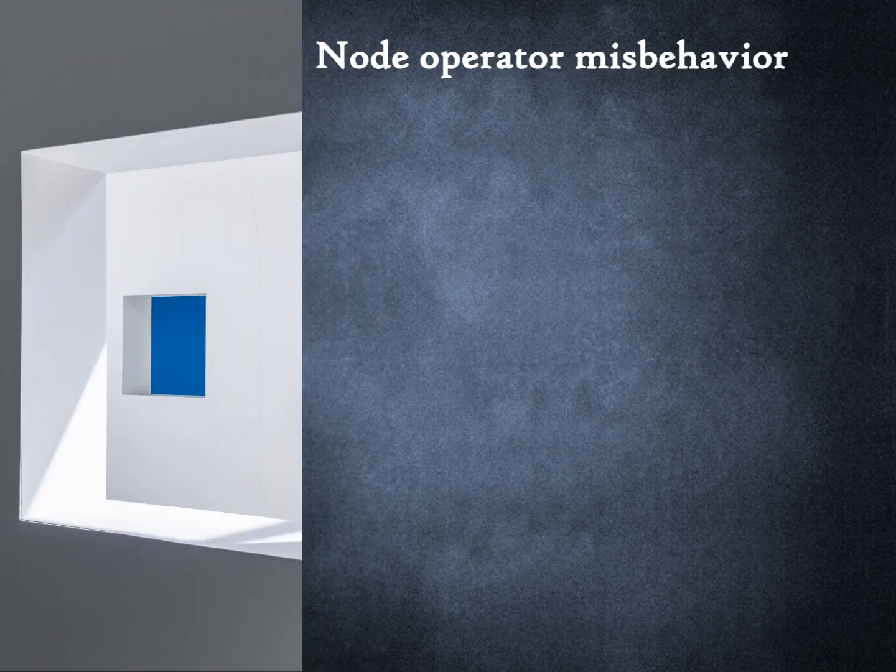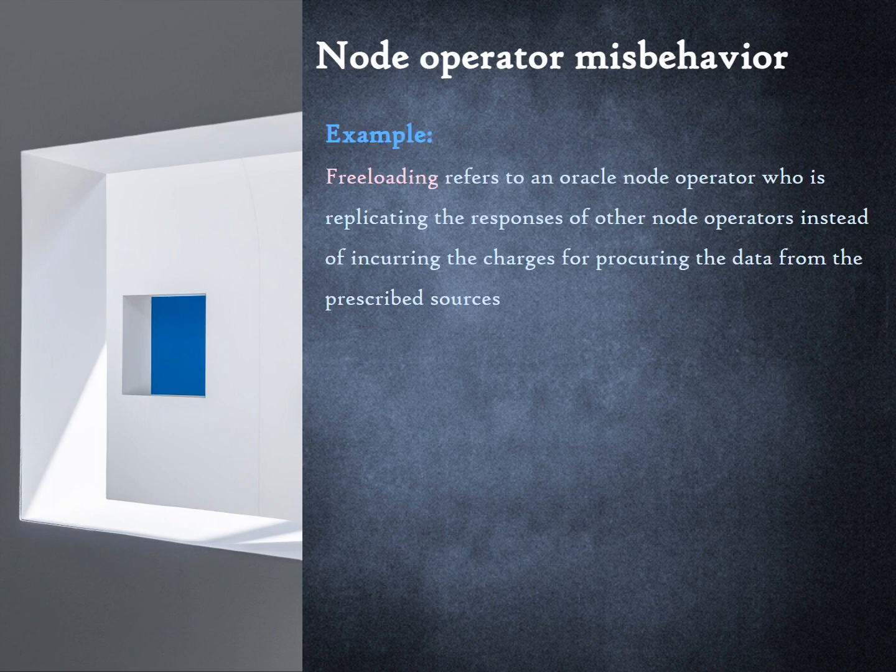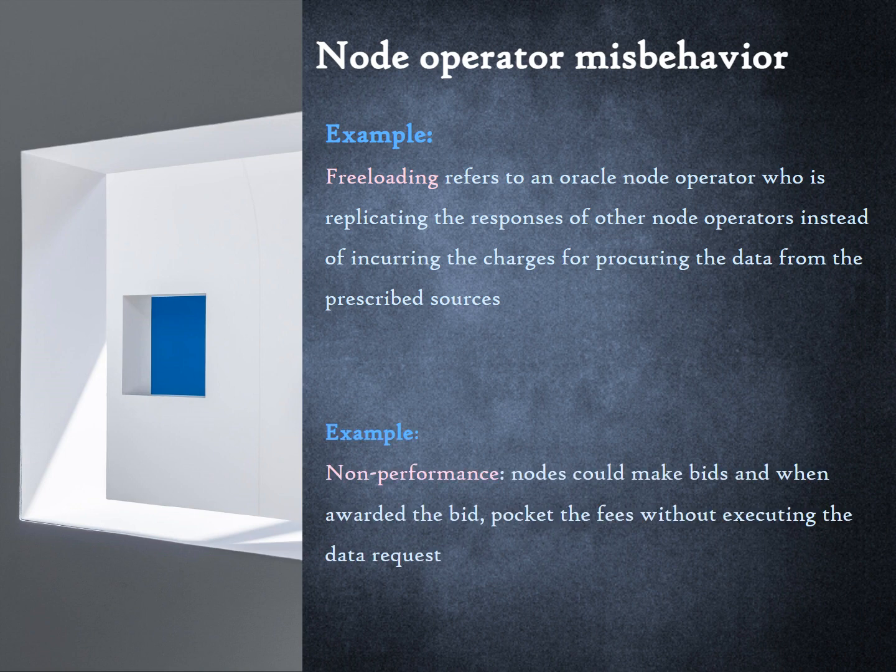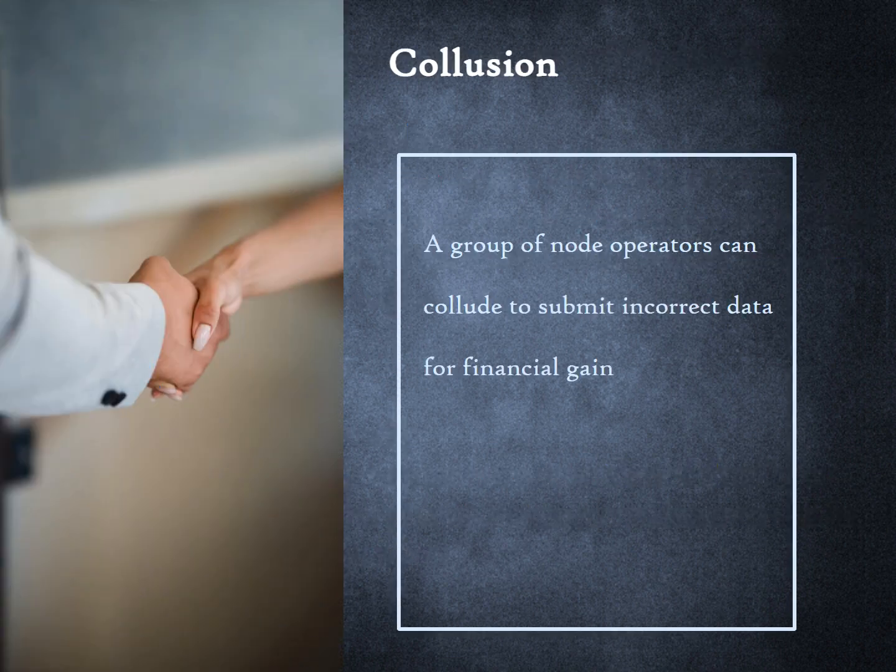Node operators can misbehave in many ways. Freeloading refers to an Oracle node operator who is simply replicating the responses of other node operators instead of incurring the charges necessary for procuring the data independently from the prescribed sources. Another example is non-performance. Nodes could make bids and, when awarded the bid, simply pocket the fees and not execute the data request. Collusion is a very specific type of node operator misbehavior.